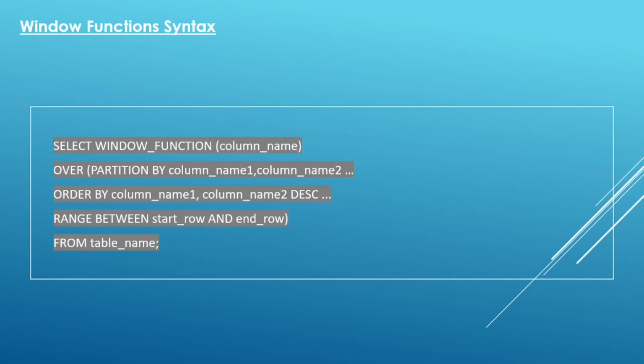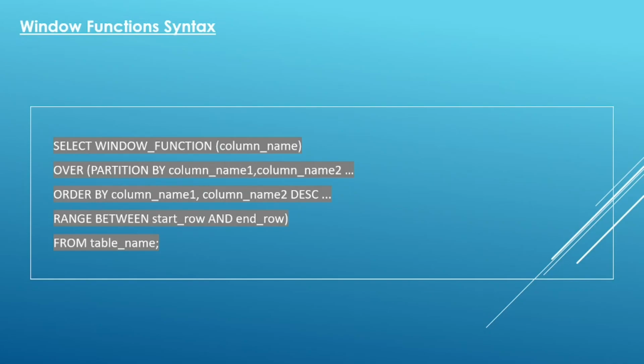The syntax looks like this. Select window function, the name of the function that you want to use. In the brackets, specify the column name that you want to apply the window function to. Over partition by. Partition by is used to break down the data into smaller windows. Order by is used to order the data in a certain sequence to apply the ranking or range, especially the row numbers. Then range between start row and end row within the data frame, from table name.